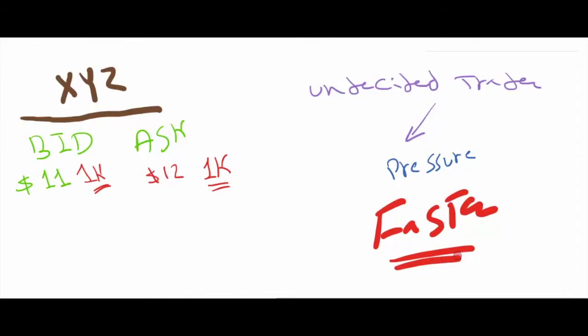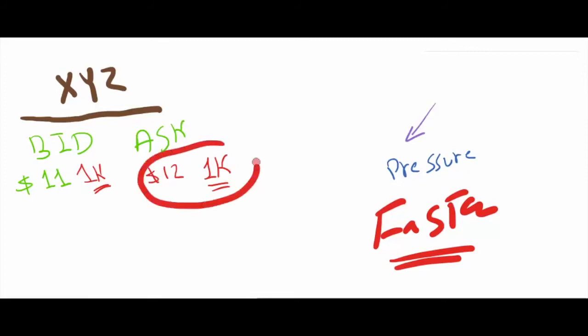Okay, why will they act faster? Because the buyer and the seller know that they are surrounded by a crowd of other traders who may interfere in their deal. In other words, the buyer knows that if he thinks too much, the undecided trader may come and buy from the seller at 12, and the seller also knows that the undecided trader may turn out to be a seller and accept the buyer's price at 11 and sell at a lower price.